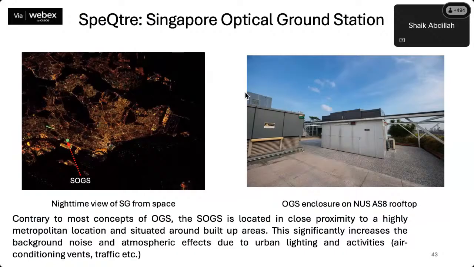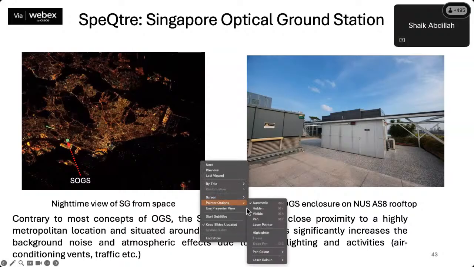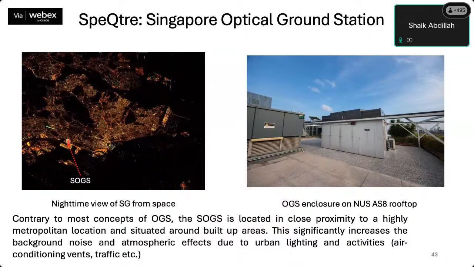So to support that, we actually built an optical ground station in Singapore, and it was only recently commissioned last year in 2024. And the OGS is located somewhere over here. It's located about 1.2 kilometers away from the coast. So this is actually a real-time image of Singapore at night from the ISS. And Singapore is a very small country, as I mentioned before, only about 40 kilometers across, but it's very dense and highly metropolitan. So it has a lot of background light, right? This is from your street lights and from your buildings and so on and so forth.